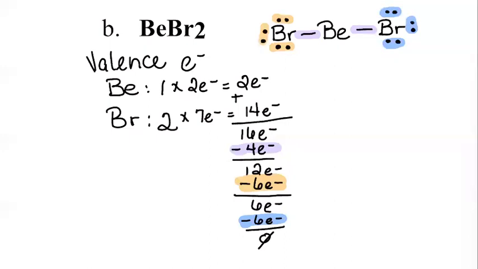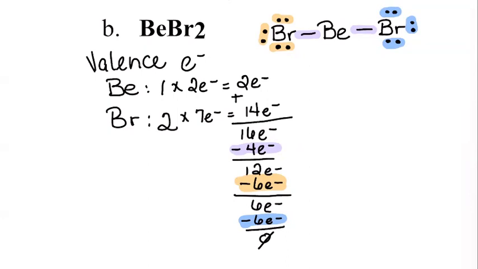There's a question in the chat. How did you know that bromine needs 3 sets of dots? And how do you know where to put the dots? Excellent question. So the majority of the elements in the periodic table want 8 electrons.